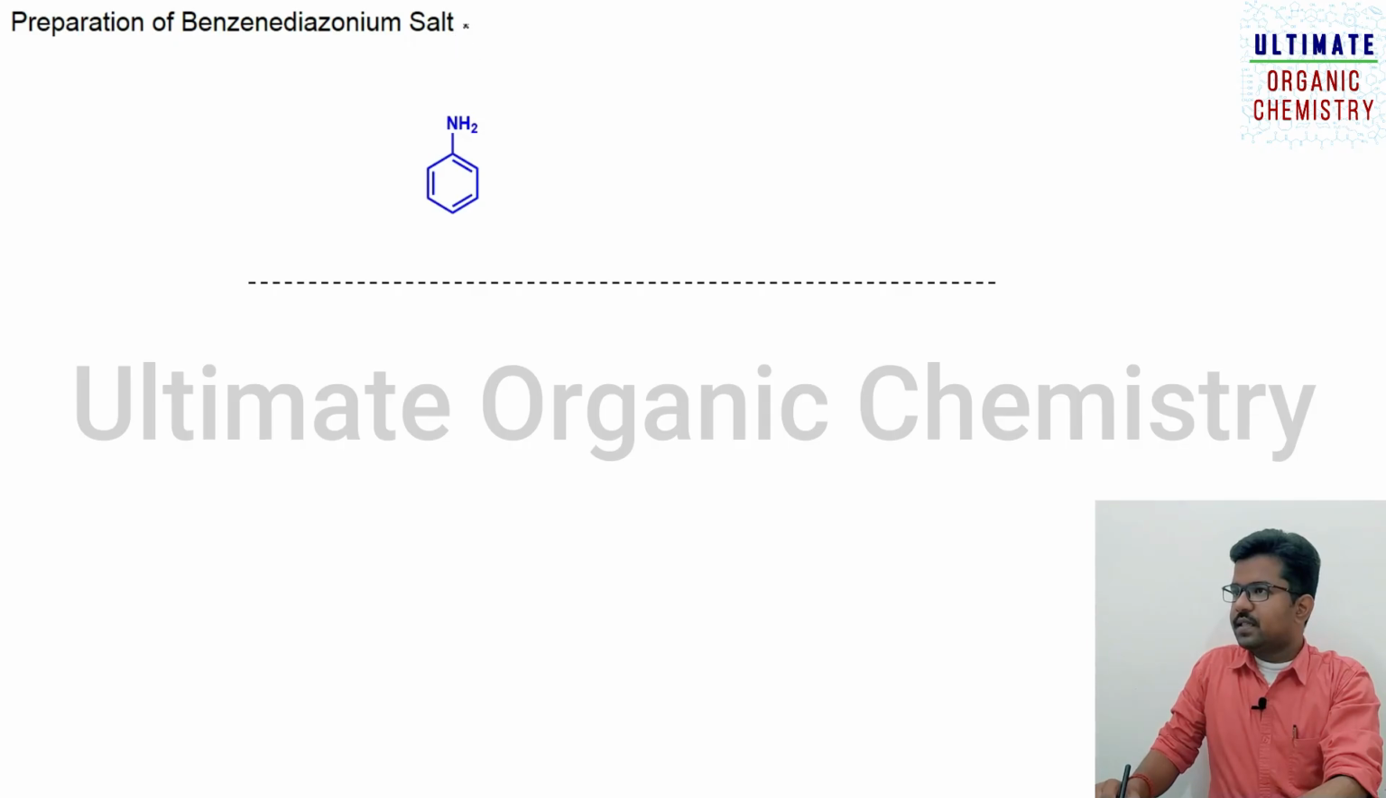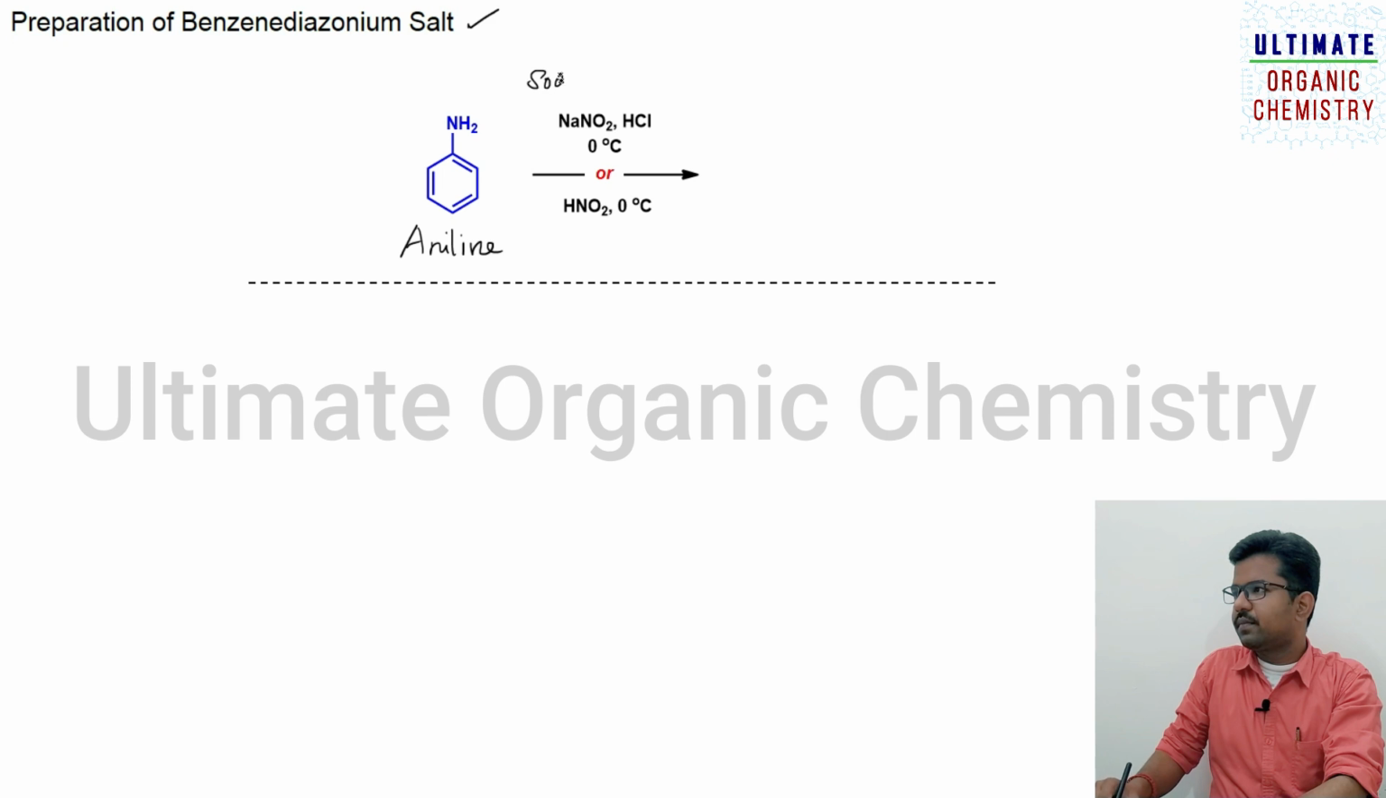Okay, first let us discuss the preparation of benzene diazonium chloride salt. You need to take aniline and treat it with sodium nitrite, along with HCl at 0 degree centigrade. If that is not given, you can expect HNO2, that is nitrous acid, at 0 degree centigrade. It will lead to the formation of benzene diazonium chloride salt.